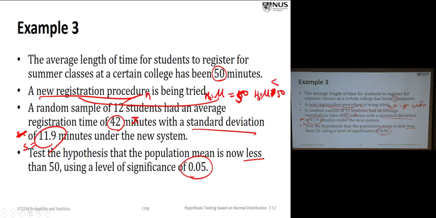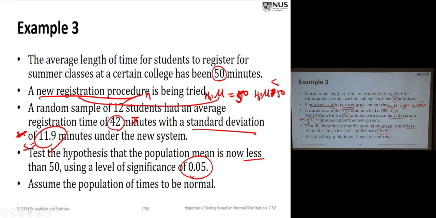But if there's no reason, no implication, no tips, nothing to tell you whether it's less than or greater than, then you take the safest option, equal. So your alternative will be not equal. Just simply say that.